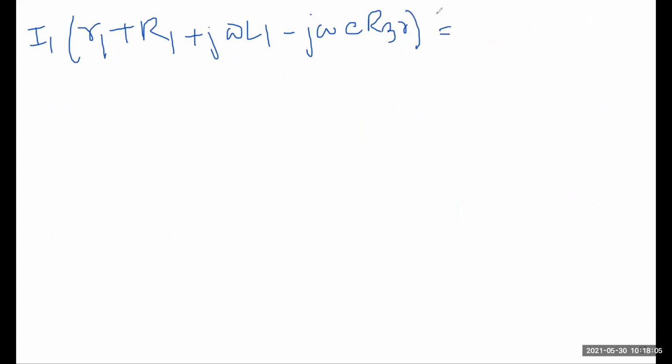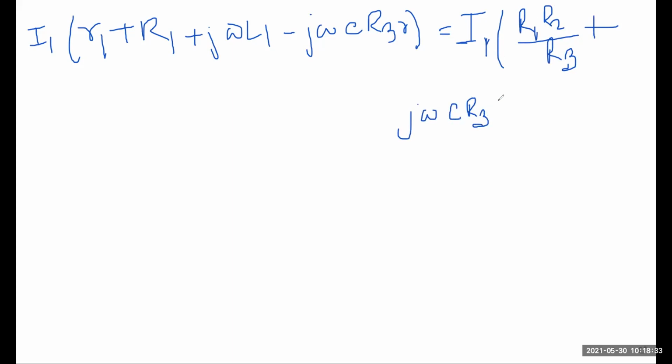You're equating, and I1, I'm writing I1 in bracket, you have to write R1 R2 by R3 plus j omega C R3 small r R2, like this, divided by R4, plus j omega C R3 R2. So this is my equation after equating the equations.